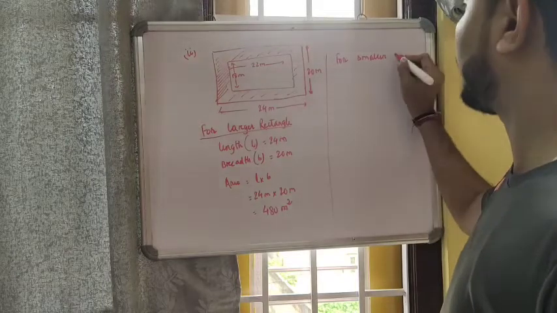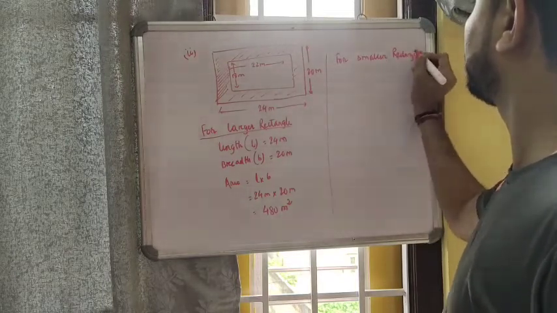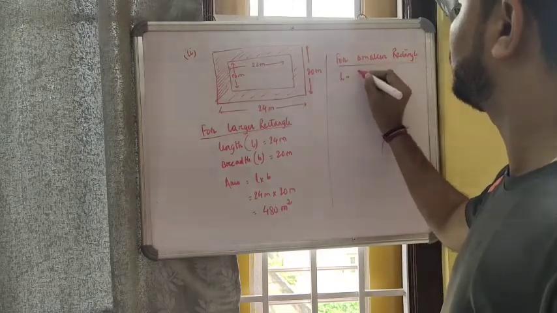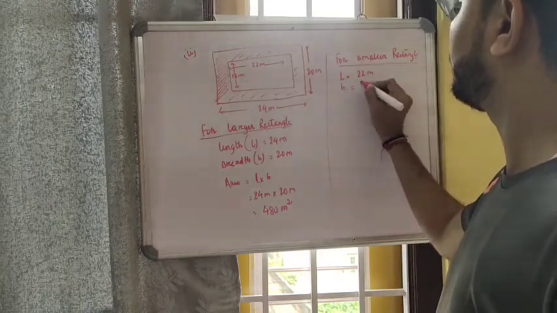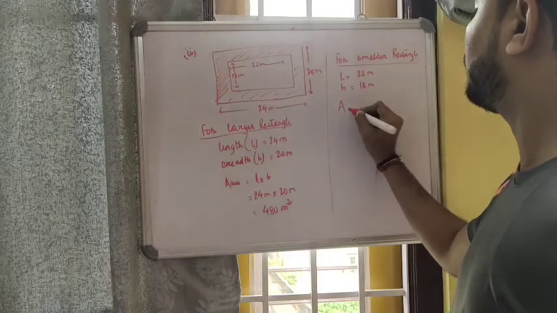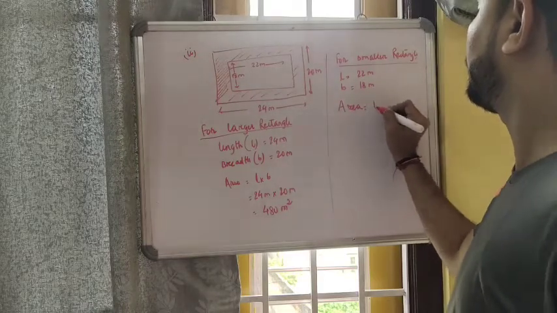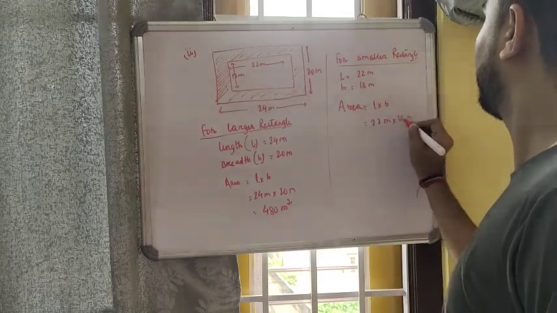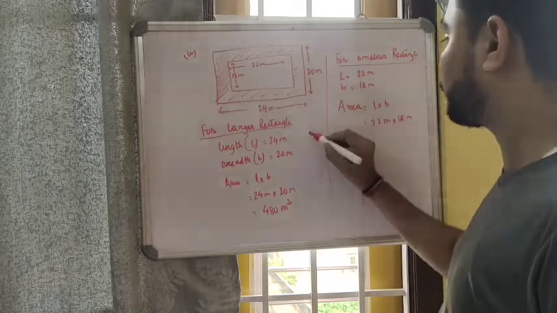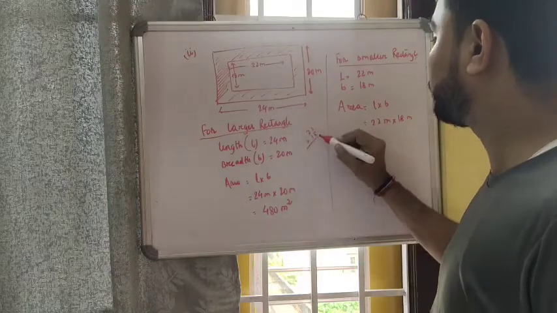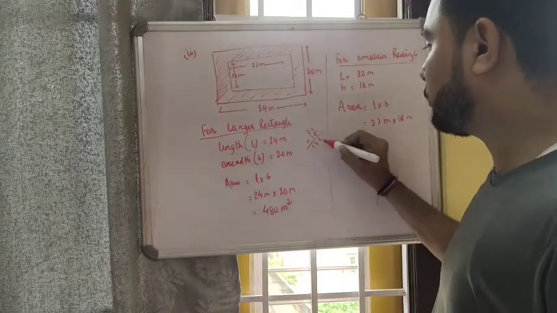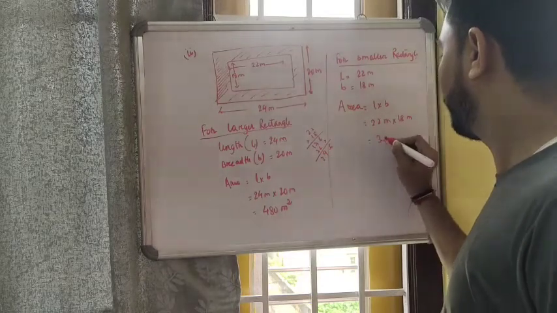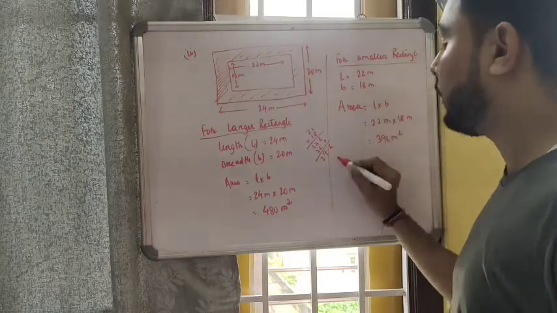Then we have the smaller rectangle. For smaller rectangle, length is 22 meter, breadth is 18 meter, area will be equal to length into breadth. So 22 meter into 18 meter, you will multiply it. So it will give you 396 meter square.